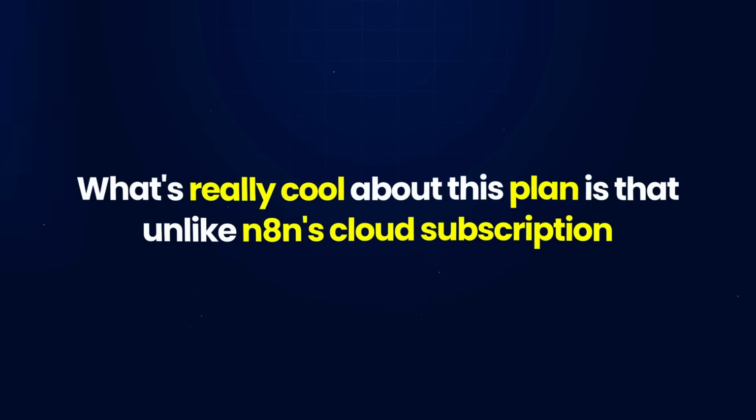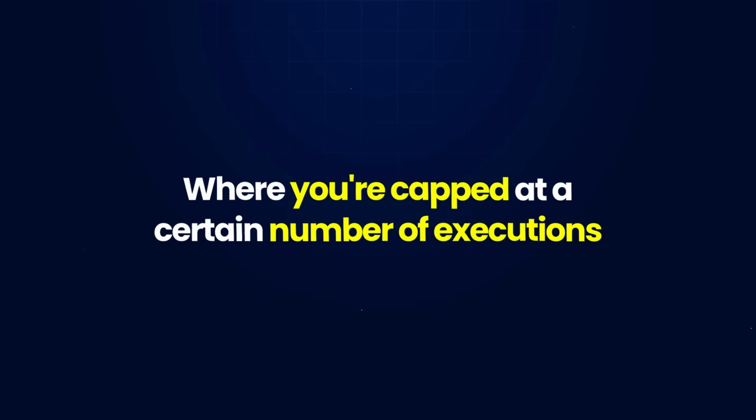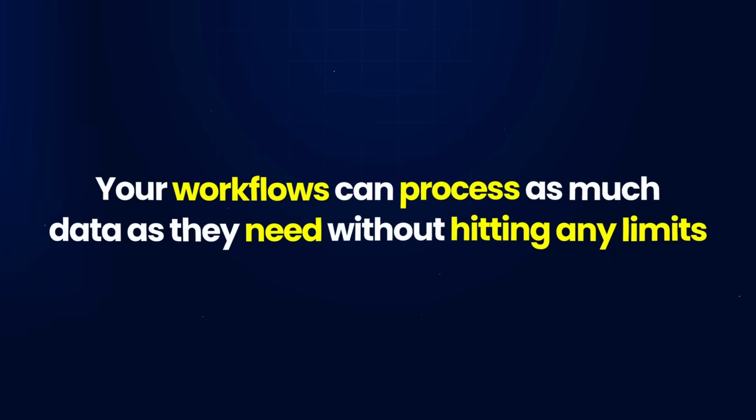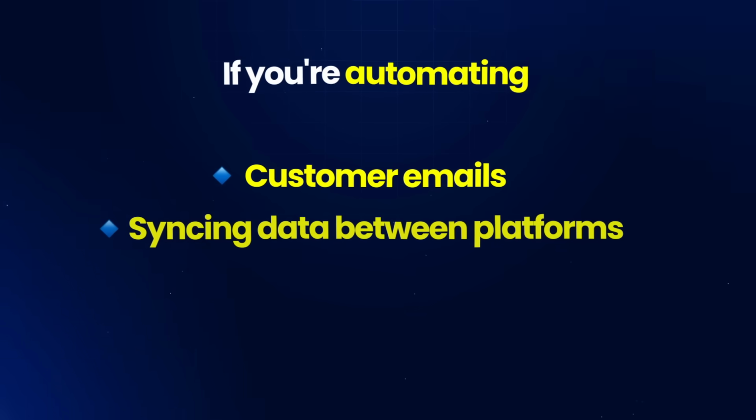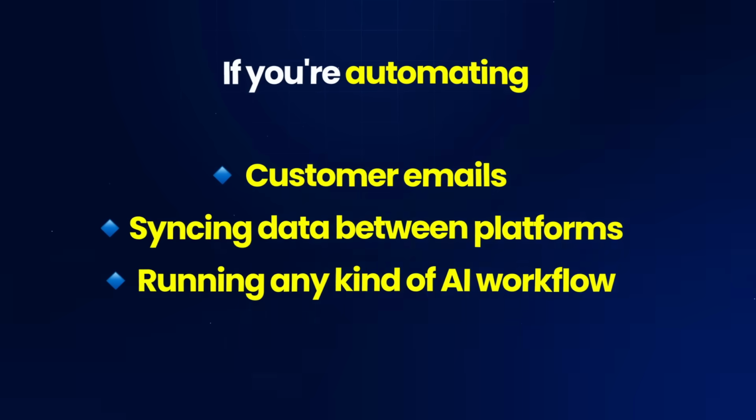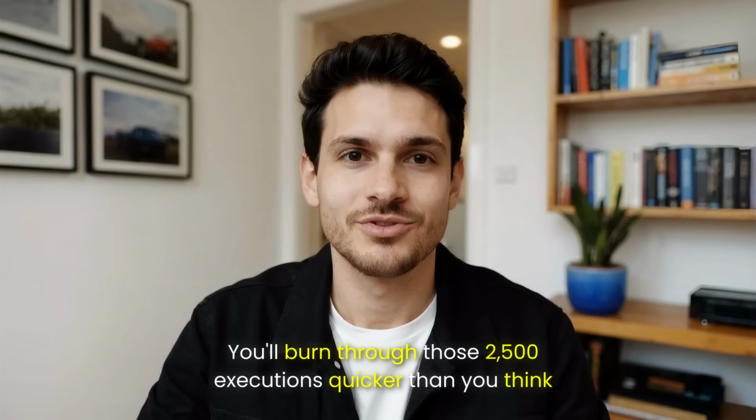What's really cool about this plan is that unlike n8n's cloud subscription, where you're capped at a certain number of executions, here you get an unlimited number. Your workflows can process as much data as they need without hitting any limits. Now, just to give you some context on why this matters, n8n's cloud pricing starts at $24 per month for their starter plan, which only gives you 2,500 workflow executions. Their pro plan jumps to $60 monthly. And if you're running a business with serious automation needs, you're looking at even higher costs. The thing is, those execution limits can sneak up on you fast. If you're automating customer emails, syncing data between platforms, or running any kind of AI workflow, you'll burn through those 2,500 executions quicker than you think.